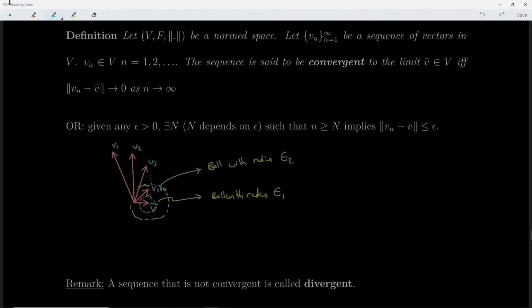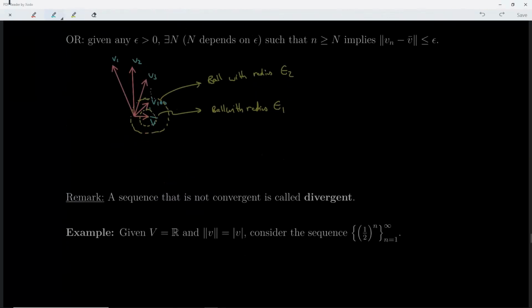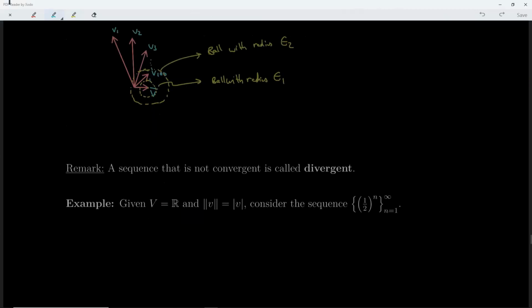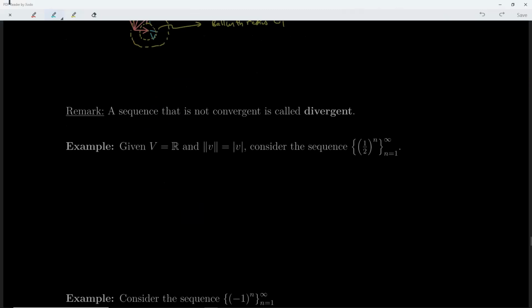Okay, so our next definition, which comes with convergence, is divergence. A sequence that is not convergent is simply called a divergent sequence. So let us see one example to understand the concept better.